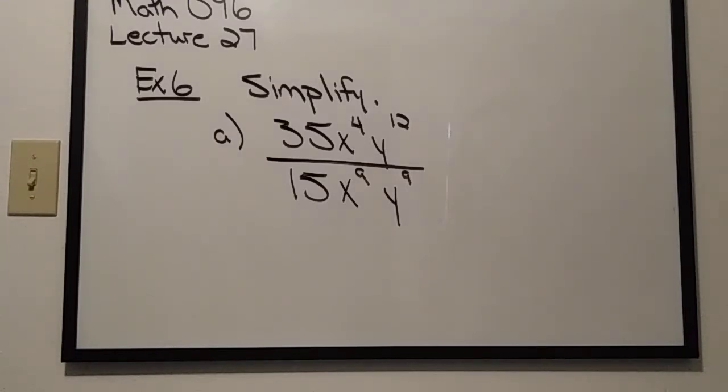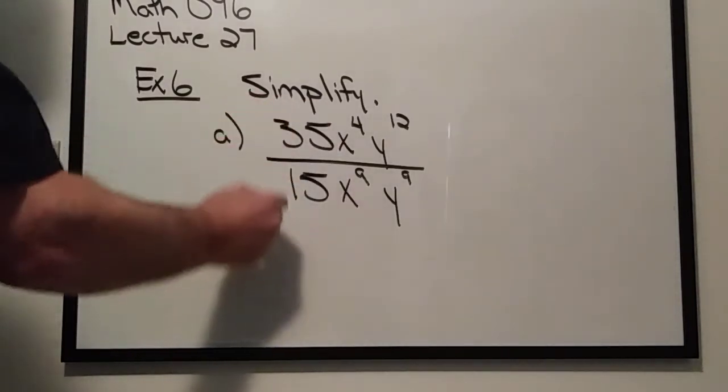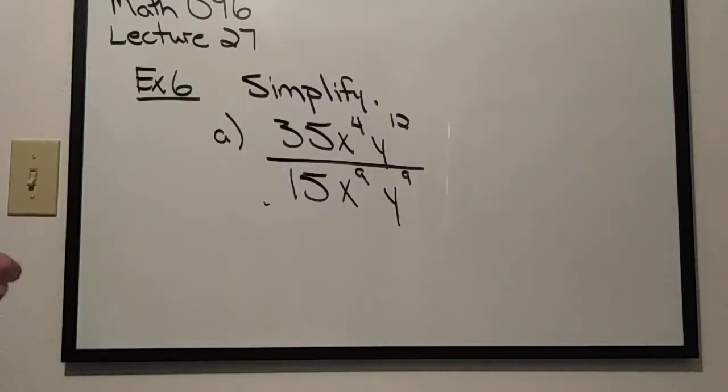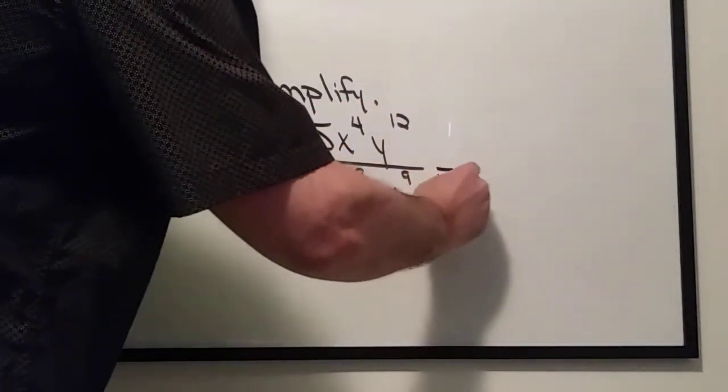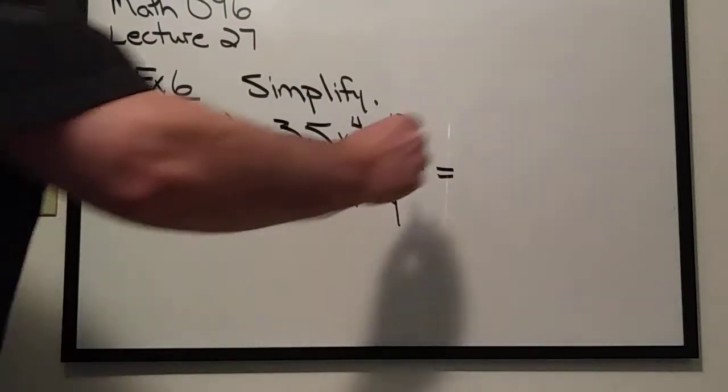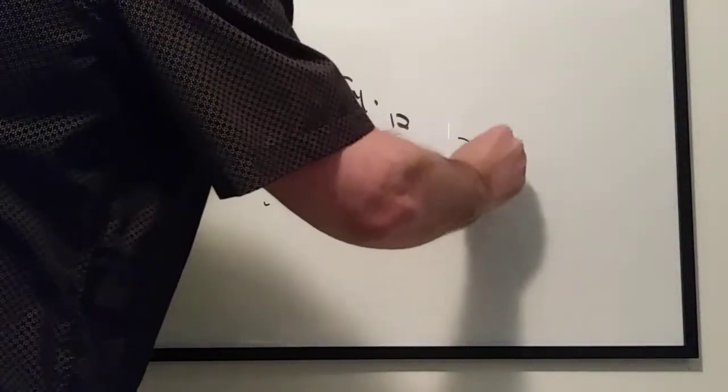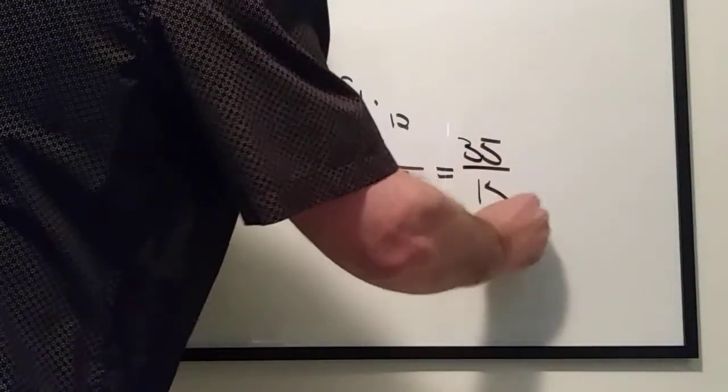Now, as you look at this problem, if you're not certain how to start, what I would suggest is that instead of looking at this as a big problem, break it down and think about it as 3 smaller problems. So notice that we have constants at the beginning of each one of the numerator and the denominator pieces. So let's go ahead and think about those as a separate smaller problem. So we have 35 divided by 15.